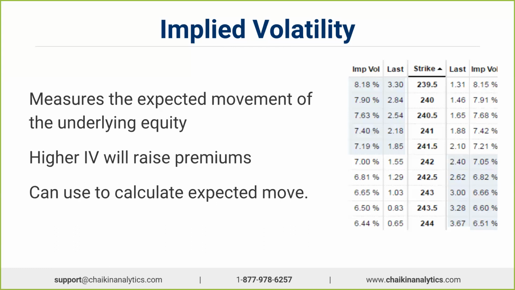And so what I like to do is use implied volatility and measure it against a stock's historic volatility. You can do this in a number of ways. I know that Thinkorswim has something called IV percentile rank. I don't know exactly how they calculate that. You'll have to ask Thinkorswim. I get asked that a lot.